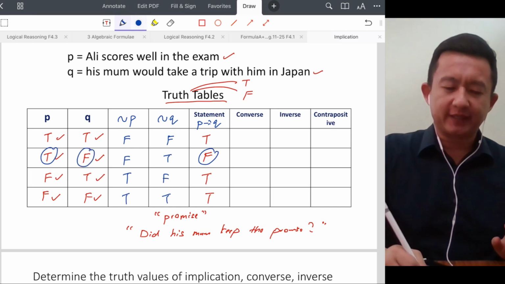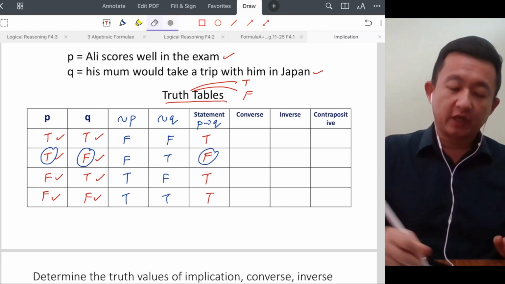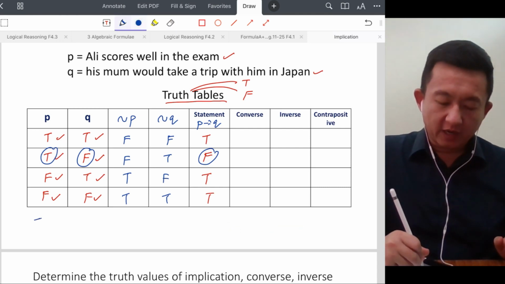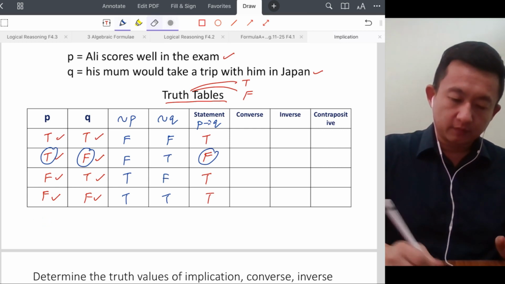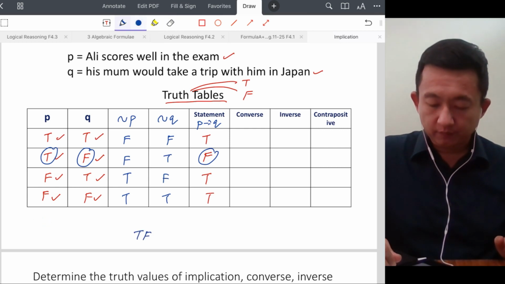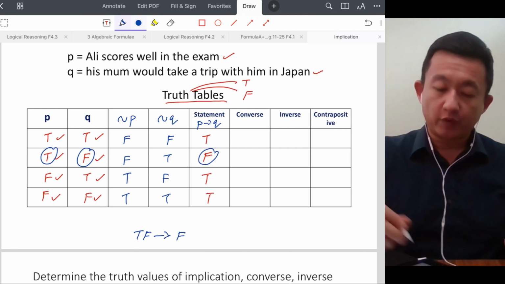So I want you to remember this. Whenever you have T followed by F, that will give you a false value. Whenever you have T followed by F, this is very important. When you have T followed by F, you have a false value.